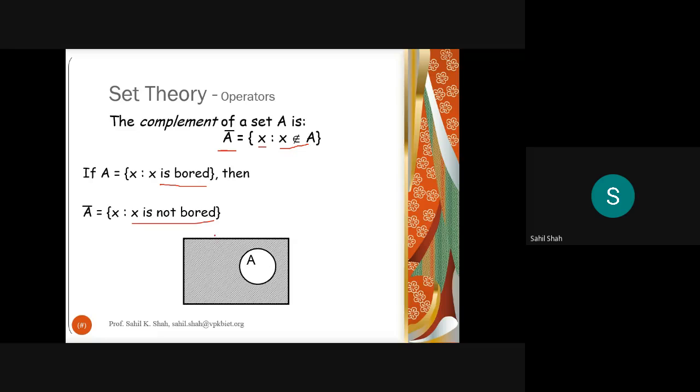What will be the Venn diagram representation of complement? If I have set A, then the complement will be denoted by this shaded part. Complement is the set of all elements other than A. That is represented as A bar.